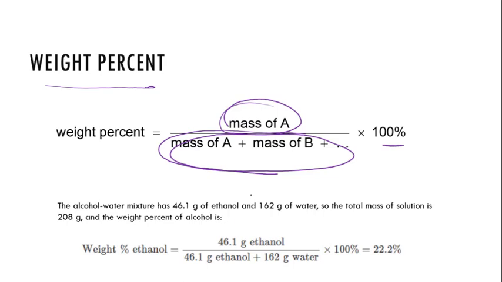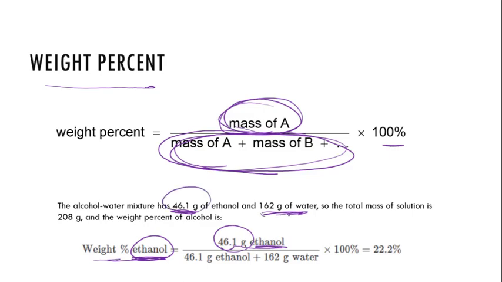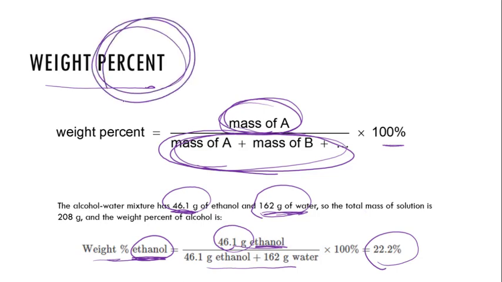So instead of just doing the moles of A divided by total moles, we're taking mass divided by total mass. Let's say that alcohol water mixture from before, we take that 46.1 grams of ethanol. To find the weight percent of ethanol, we would use the ethanol as the numerator. And then I add together the ethanol and the water would be my denominator. Times it by 100 to get a percent. Again, this is weight percent.